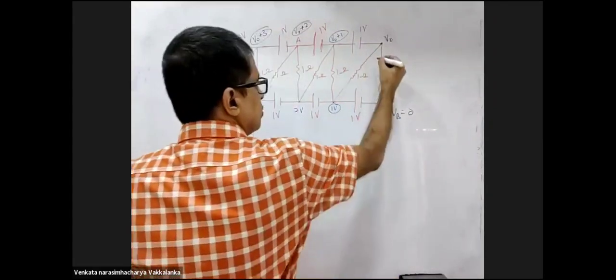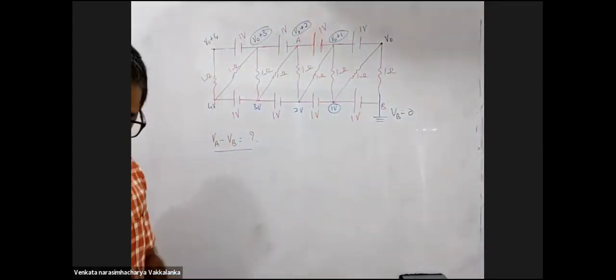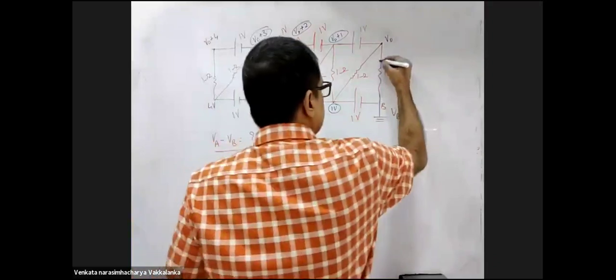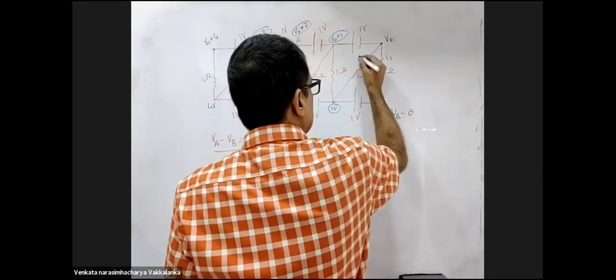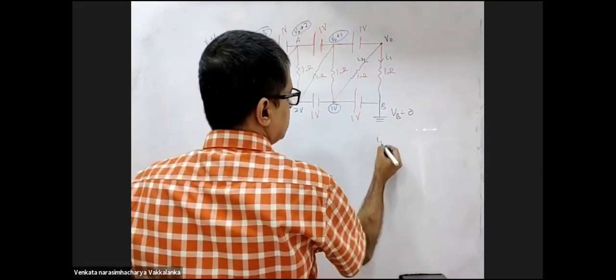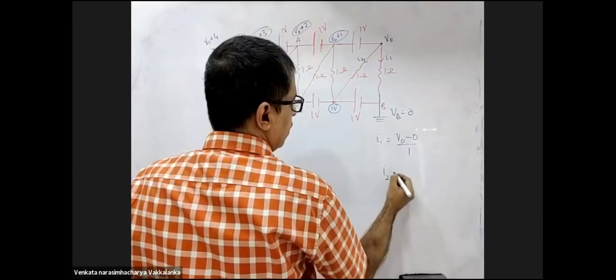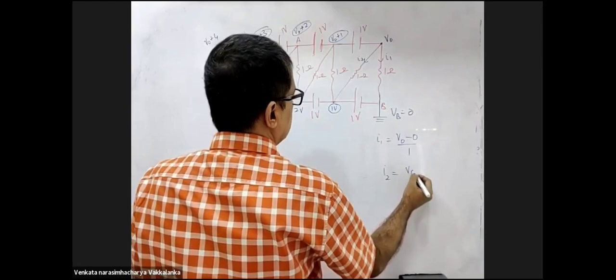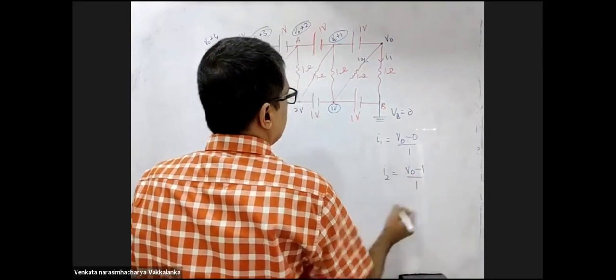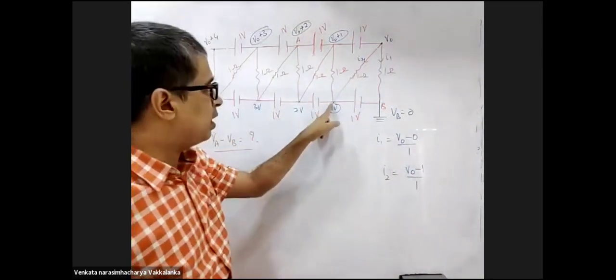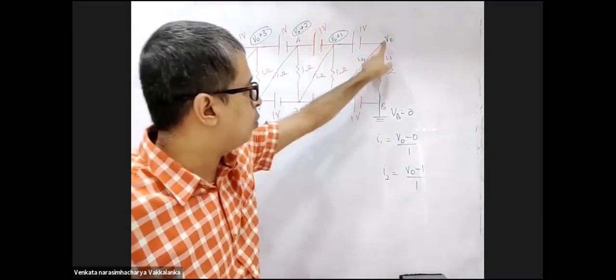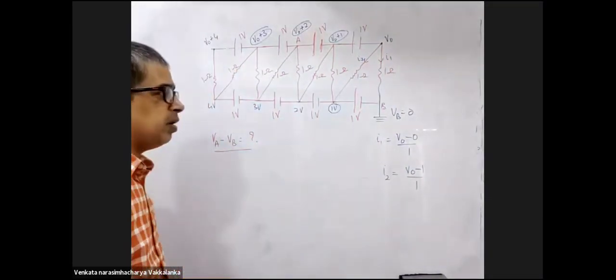Now watch out for this. I will take I current in this. All this I1, all this I2. How much is I1 equal to? V0 minus 0 by 1. How much is I2 equal to? V0 minus 1 by 1. V0 minus 1 by 1 is I2. V0 minus 0 by 1 is I1.